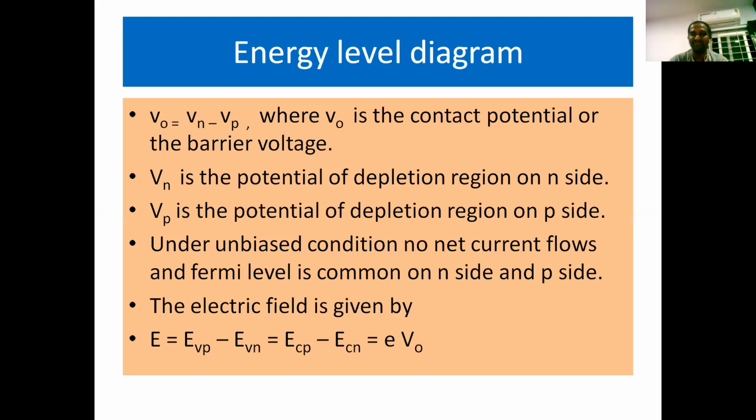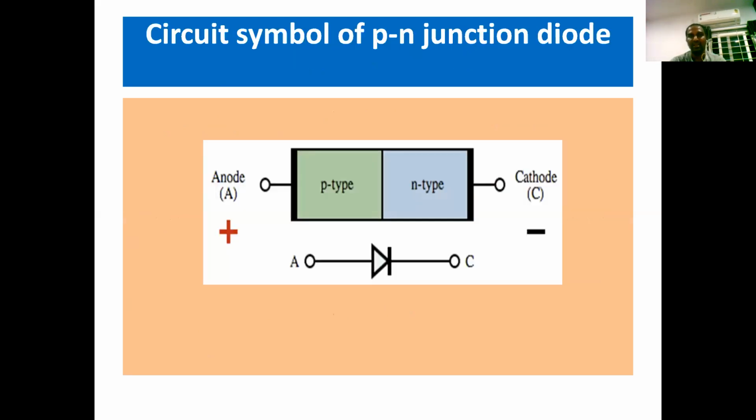Then the electric field is given. What happens? We will see here. And this is the circuit symbol of PN junction diode. On the left hand side, P-type semiconductor, so majority charge carriers are holes. That's why usually it is called the anode, represented with plus sign. On the right hand side, N-type semiconductor is there.